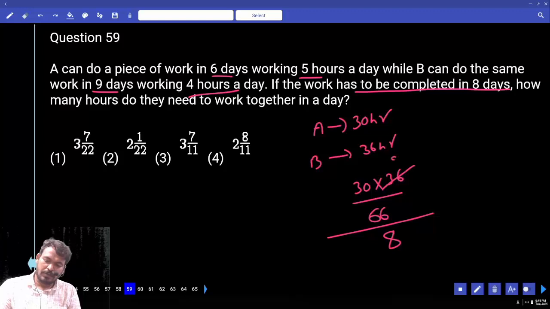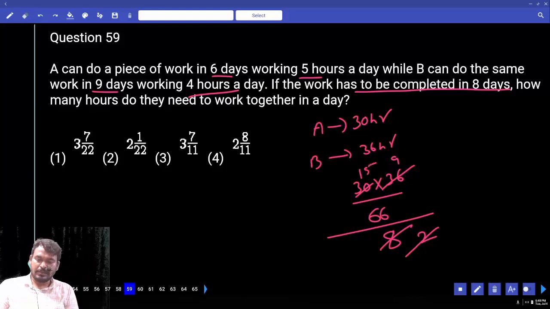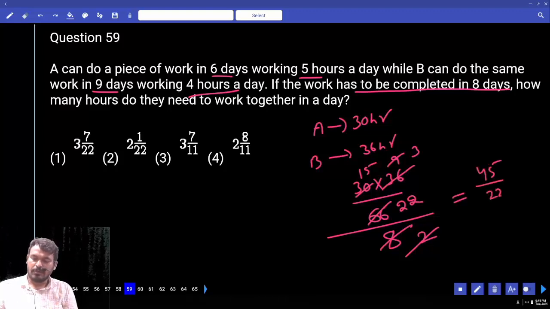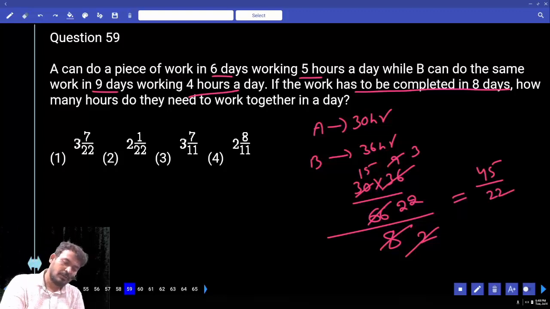4 how many times? 9. 4 how many times? 2. 2 again 15. And 3 3s are 22. Then the remaining value is 45 by 22. 45 by 22 means the second option.